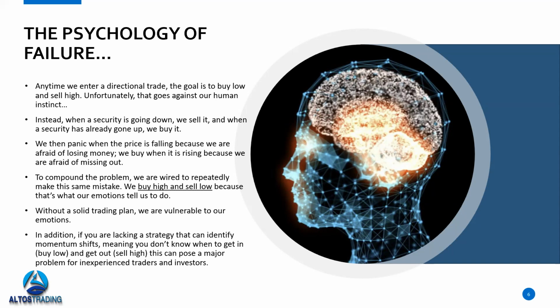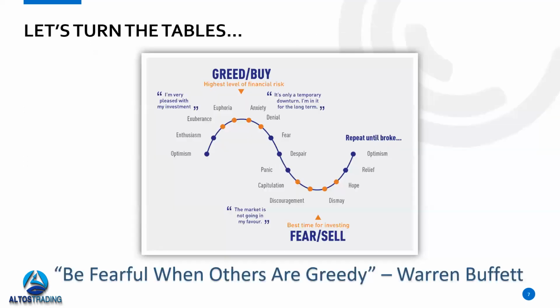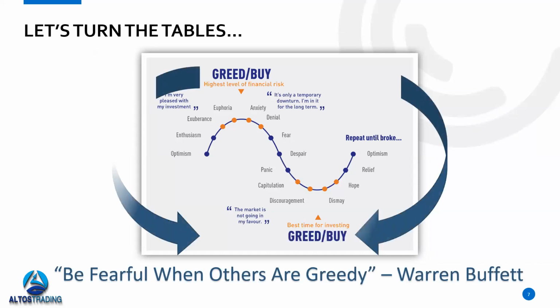So if we're lacking a strategy that can identify momentum shifts, which means we don't necessarily know when to get in or buy low and get out and sell high, that can pose a major problem for inexperienced traders and investors. So what we're going to do in our session today, and I'm going to give you some strategies and tools to overcome this, is we're going to turn the tables, right? So rather than being greedy when there's a high level of financial risk, or fearful when it might actually be the best time to enter a bullish trade or an investment, we're going to turn these tables.